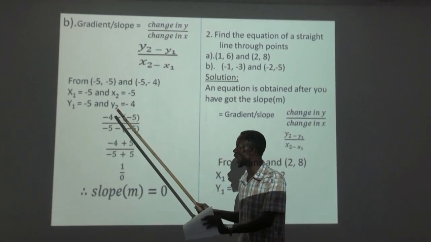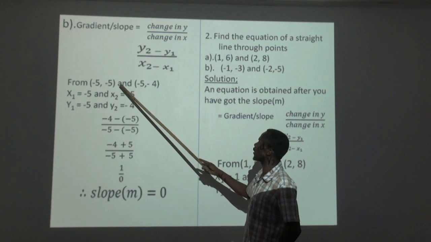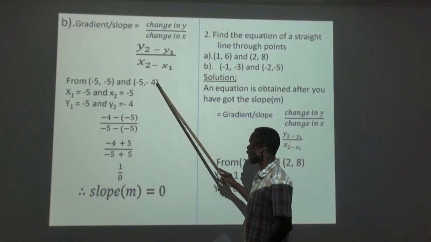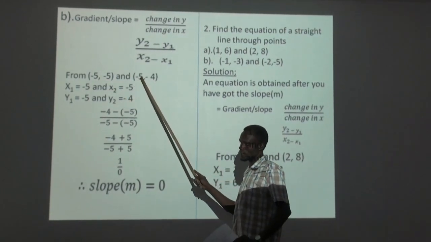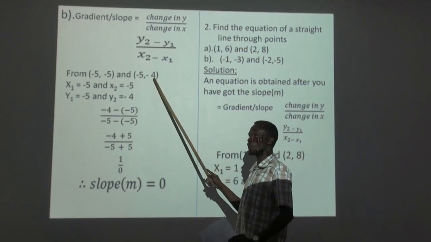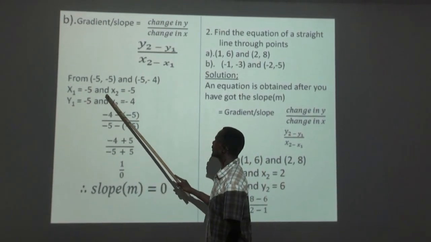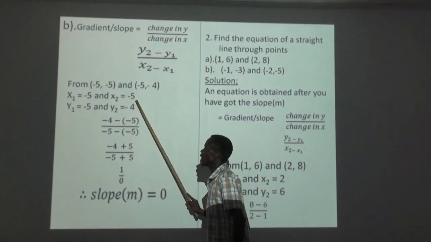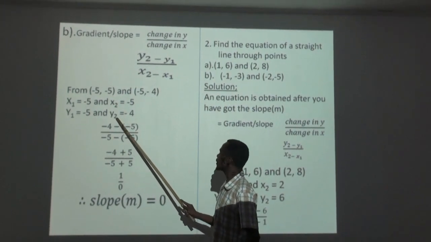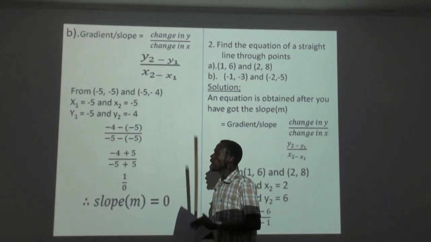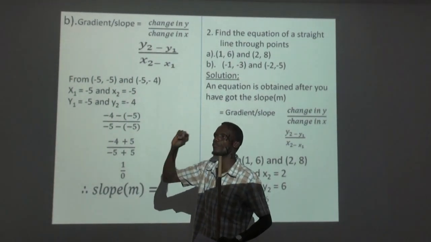Now, the first point we have is negative 5 comma negative 5. This is the x, this is the y. The second point, we have negative 5 comma negative 4. This is the x, this is the y. Now, we have the first x, we have the second x. We have the first y, and we have the second y. And that's why we say x1 is equal to negative 5, and x2 is equal to negative 5. And then y1 is equal to negative 5, and then y2 is equal to negative 4. Now, if that is the case, we are looking for the value of the slope. I mean, we are finding the gradient.